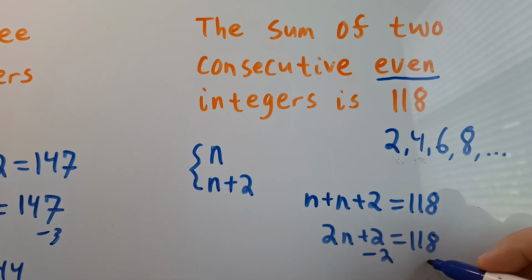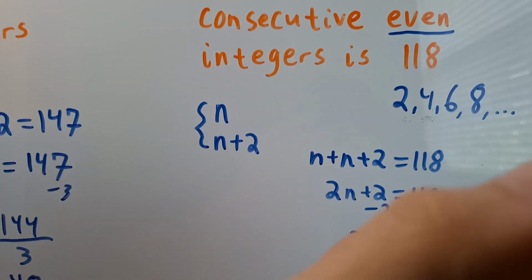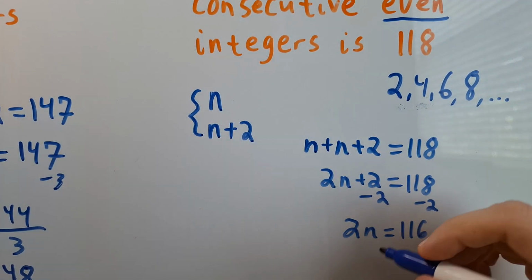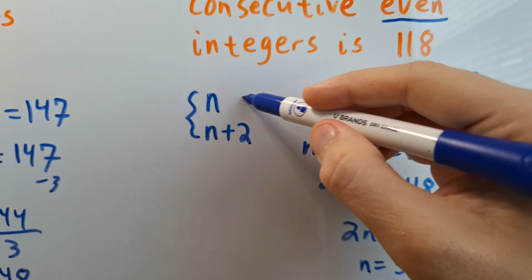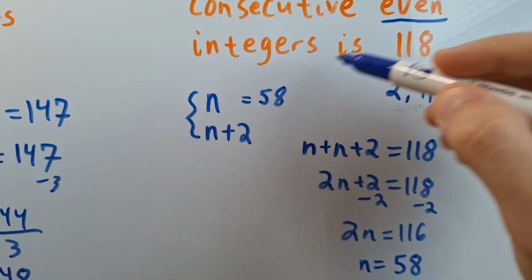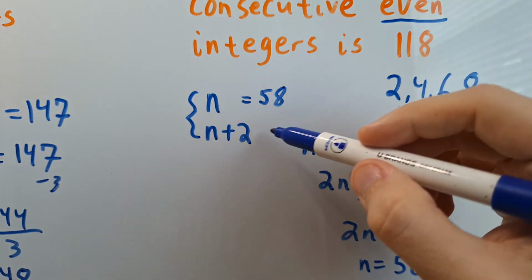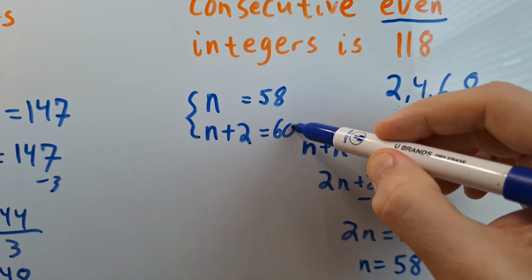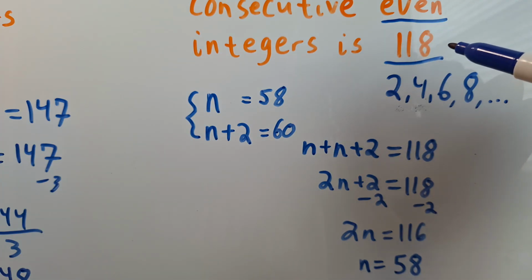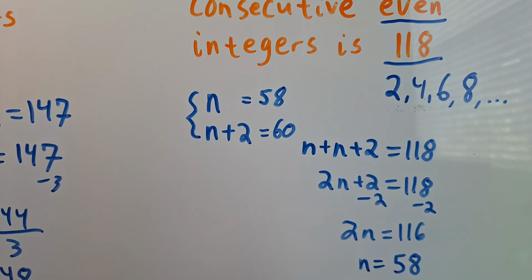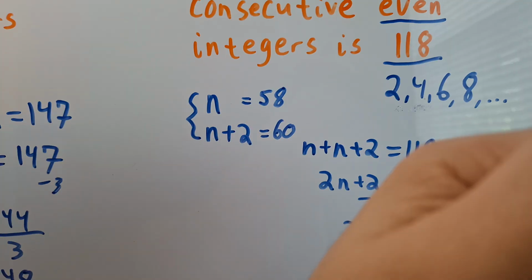Subtract 2. Move this down here. Last thing we do is divide, and we get 58. Now, if n is 58, the consecutive even integer after 58 will be 60. I add these two numbers together, I will get 118. That takes care of dealing with consecutive even integers.